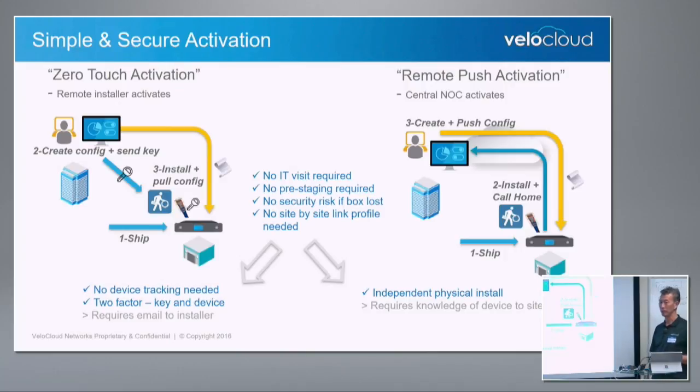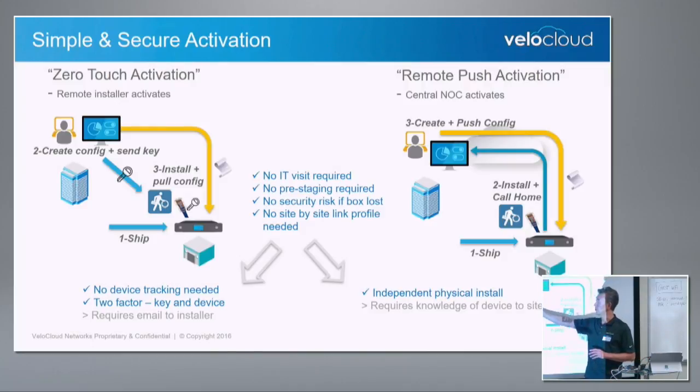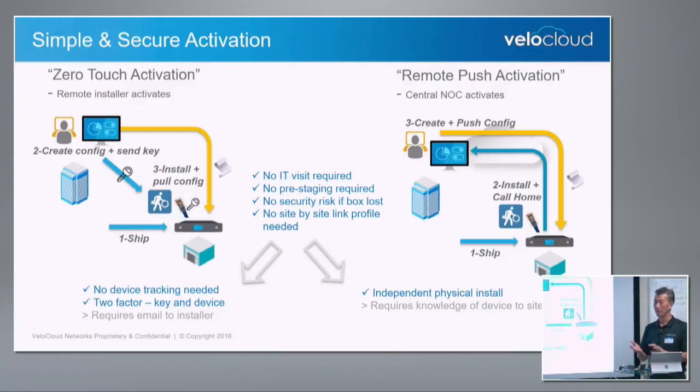A second area that we spend a lot of time to simplify is the branch deployment. There are two modes of this. On the left-hand side, we call it zero-touch activation, and it's really zero IT touch. The key is, for both these methods, I don't want to have to send an IT person out onto the remote site. I don't want to have to take the box, open it, pre-stage it, and configure it before I send it out. Obviously, if you pre-stage it, you also have a risk: you put the configuration in the box, and there's a security risk if it's lost. The box is absolutely not configured before it's sent out to the site.